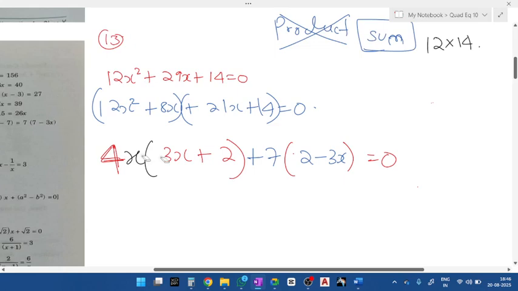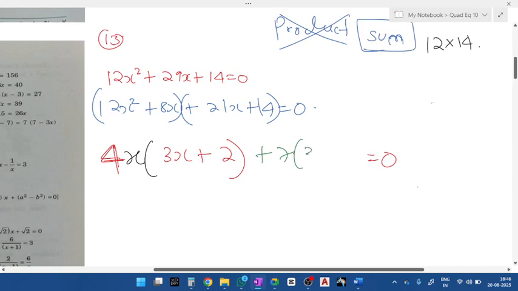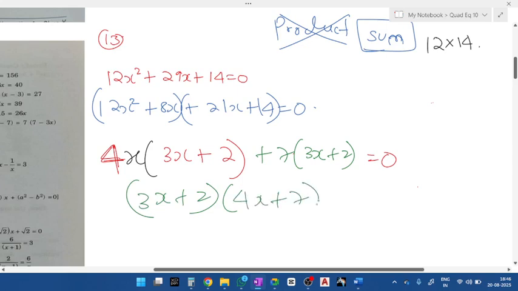I don't know which question you'll get like this, where you have to change the sign to make it equal. Now you get plus 7 into 3x plus 2. What is common, Joanna? Be quick. What is common to them? Is equal to.